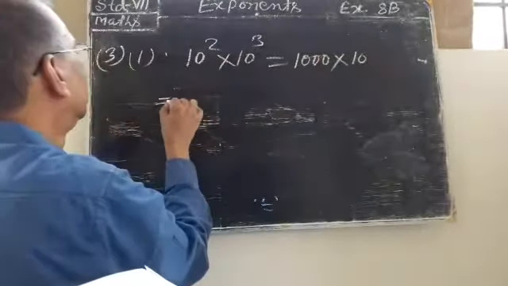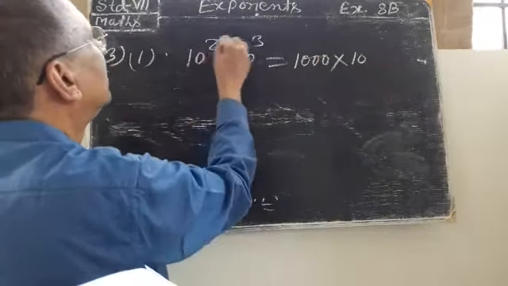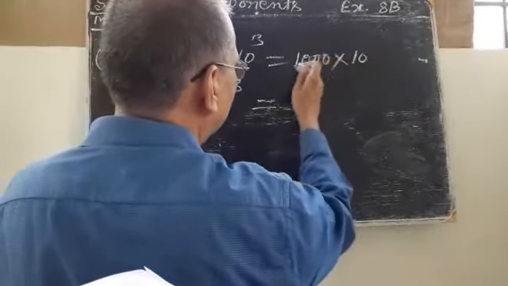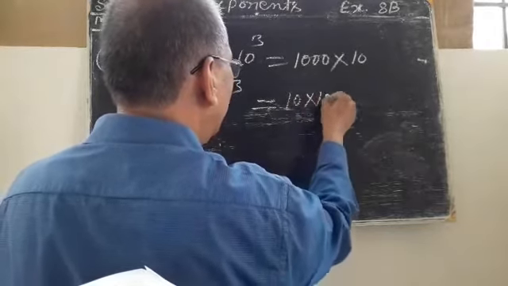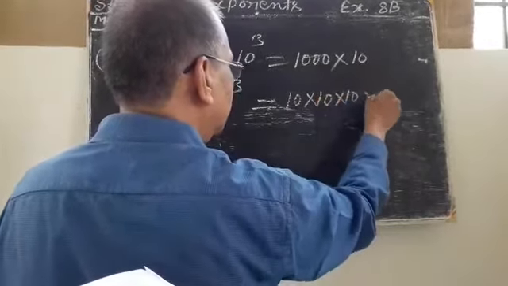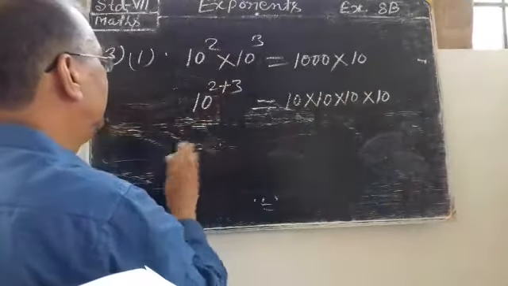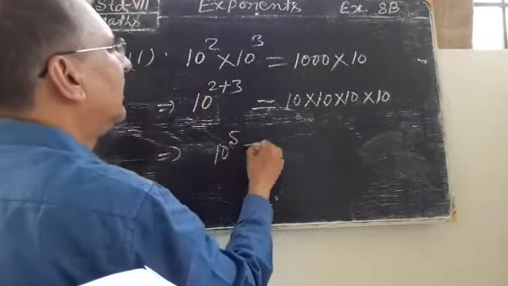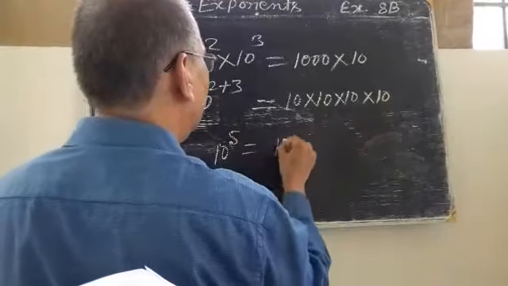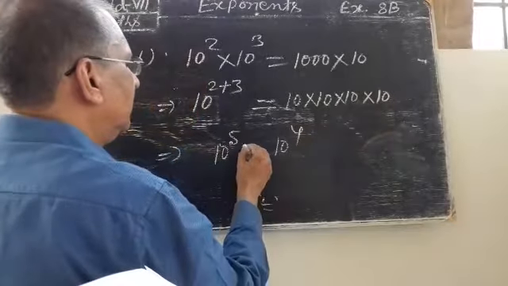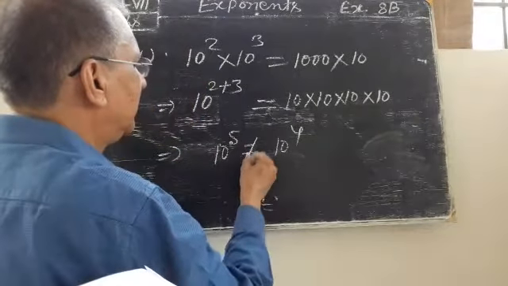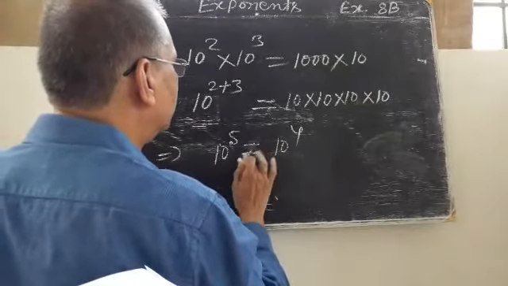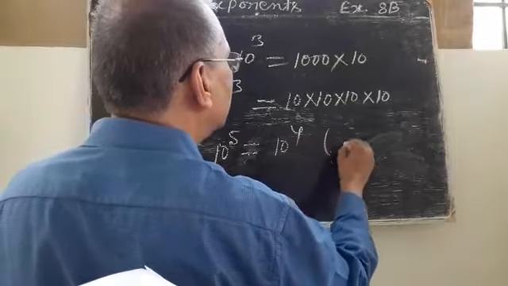Simplify first. This is 10 power 2 plus 3. Basically 10 power 2 plus 3 is equal to 10 into 10 into 10, and this last one 10. This implies you may write 10 power 5, and here it is 10 power 4. But 10 power 5 is not equal to 10 power 4. So writing 10 power 5 is equal to 10 power 4 is false.